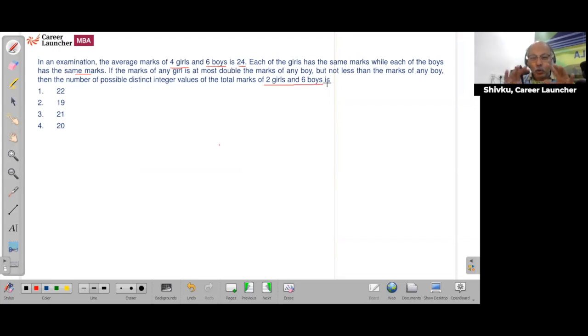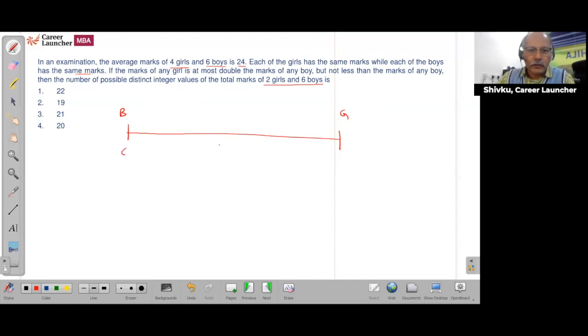I think there are 2 questions that have been combined here. That's what makes it difficult. But it is basically the concept of allegation that we need to use to solve this question. Okay, so how do we do this? Let's take this case where we know that boys have got lesser marks. So let me say boys' average is B, girls' average is G.